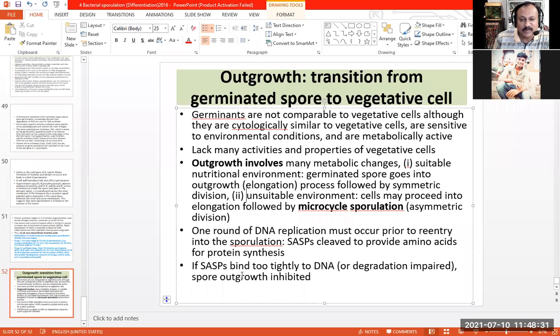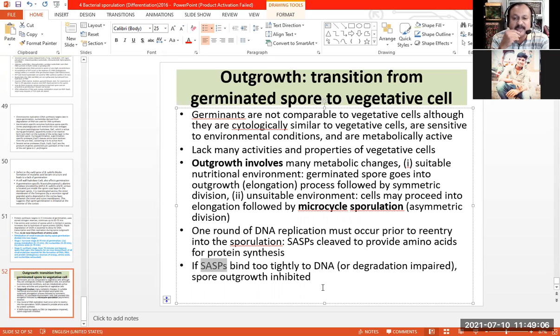Then one more important thing that we have seen is that the SASPs are the proteins which are binding to the DNA. They hold the DNA in a particular conformation so that the DNA becomes resistant to chemical and physical agents. But the binding of the SASP should be such that when the germination signal is received, the SASP should be able to come off the DNA very easily, and therefore the DNA will be available for the replication process. So that was one important thing.